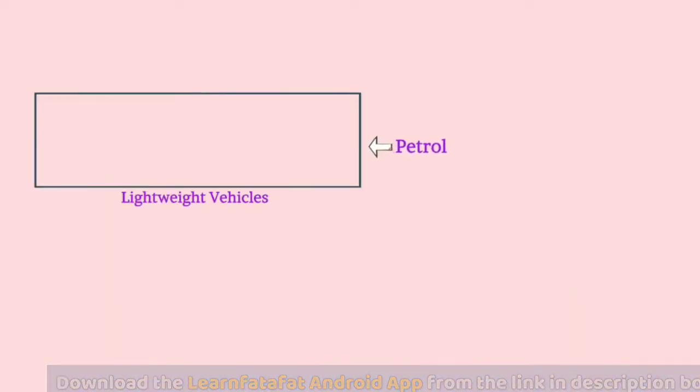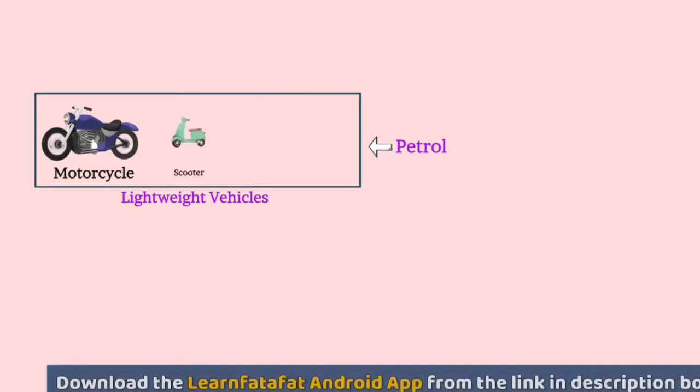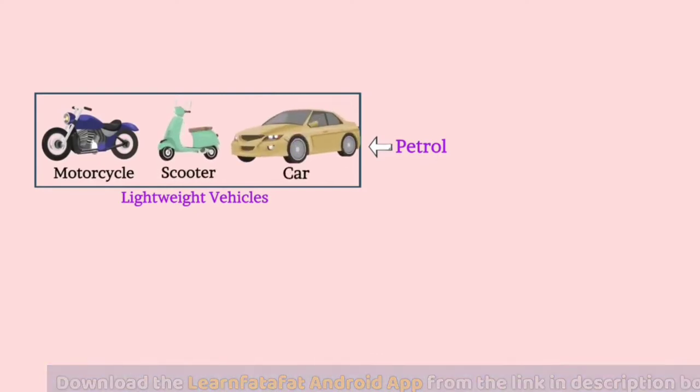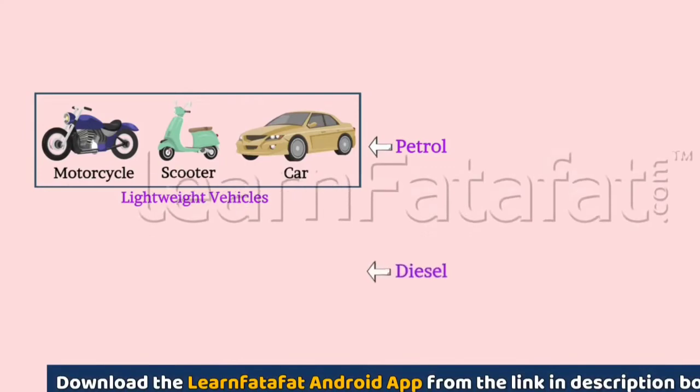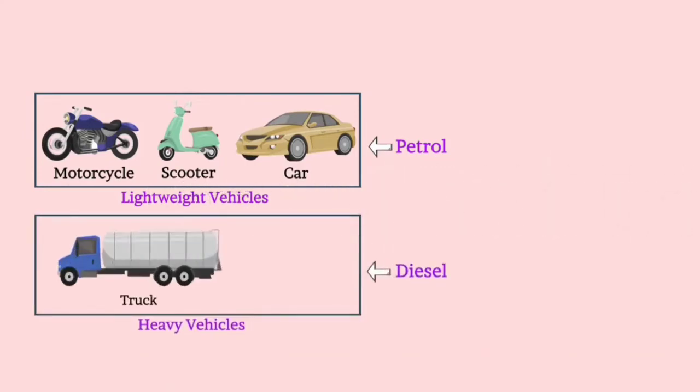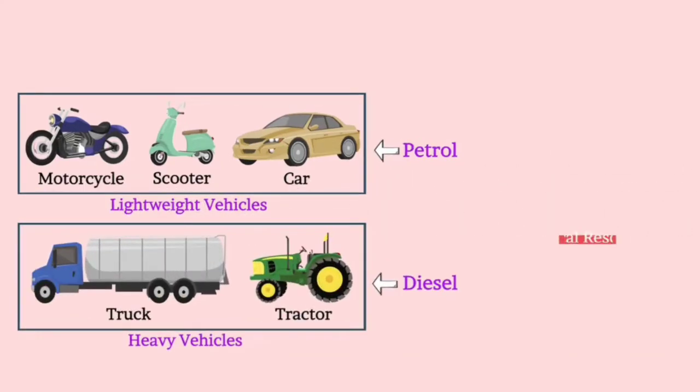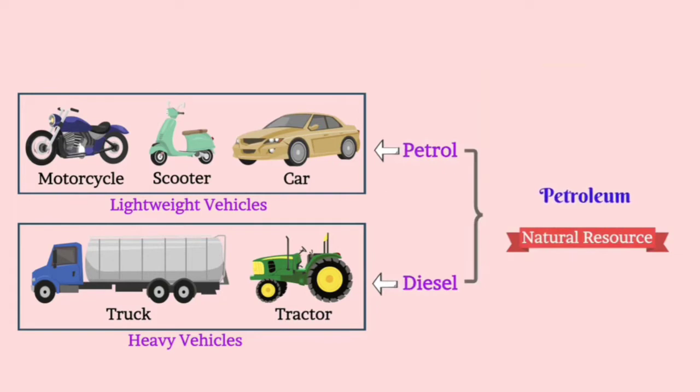We use petrol in lightweight vehicles like motorcycles, scooters, cars, etc. Similarly, we use diesel in heavy vehicles like trucks and tractors. The natural resource from where we obtain petrol and diesel is called petroleum, which is also called crude oil.